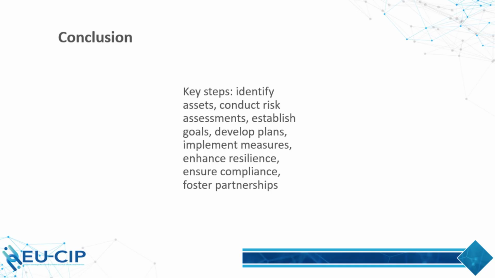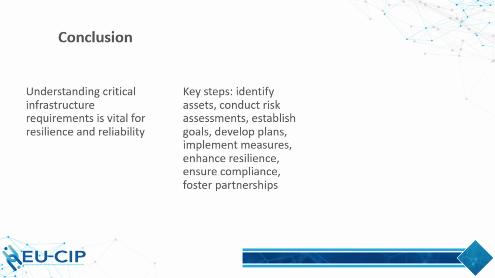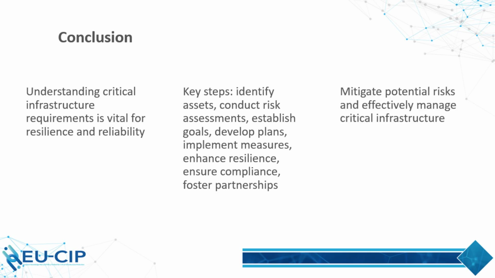In conclusion, understanding critical infrastructure requirements is vital for ensuring the resilience and reliability of essential systems and assets. By identifying key assets, conducting risk assessments, establishing performance goals, developing plans and procedures, implementing protective measures, enhancing resilience, ensuring regulatory compliance, and fostering public-private partnerships, organizations can effectively manage critical infrastructure requirements and mitigate potential risks.